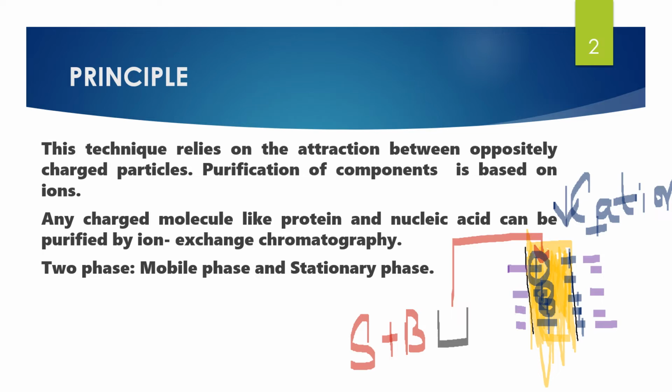Now let me talk about anion exchange. If this is the column and this column is filled with stationary phase, that is resin, and it is an anion exchange chromatography, so these resins will be embedded with positively charged ions, and these positively charged ions have counter functional groups, negatively charged functional groups.